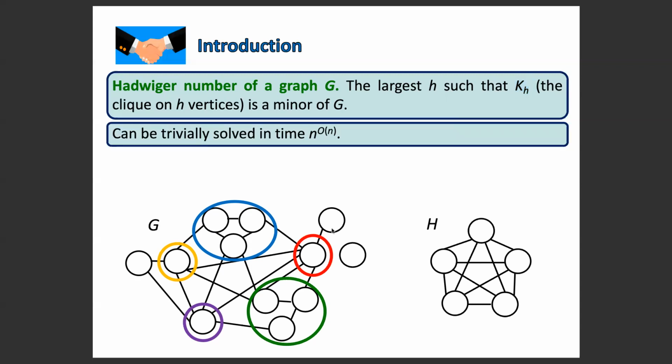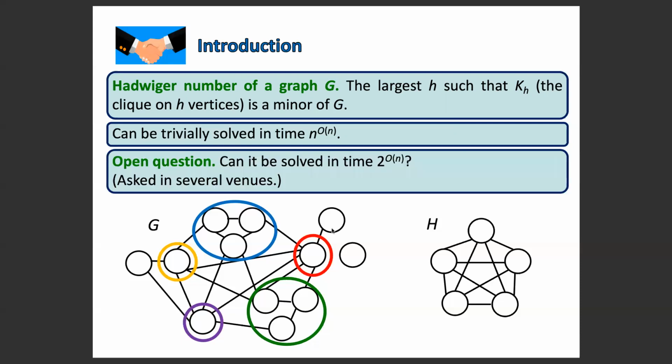This problem can be trivially solved in time n to the order n, because in such running time, you can actually guess these colorful disjoint connected subsets and how they should be mapped to the vertices of H, and also check whether you have the appropriate edges. Then there was an open problem whether this is optimal, and in particular, whether we can solve the problem in time 2 to the order n, so in single exponential time. This was asked in several venues.